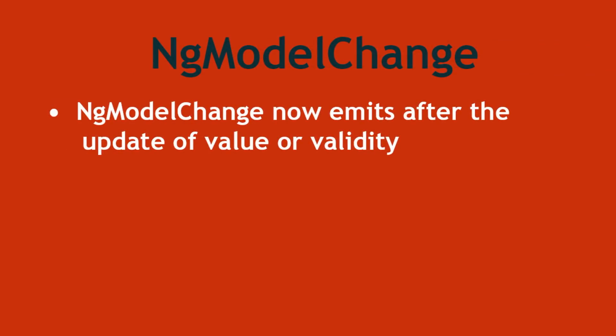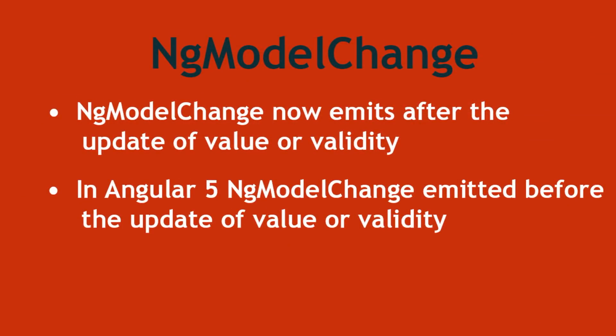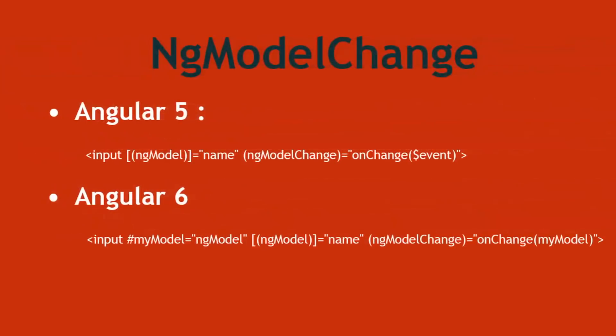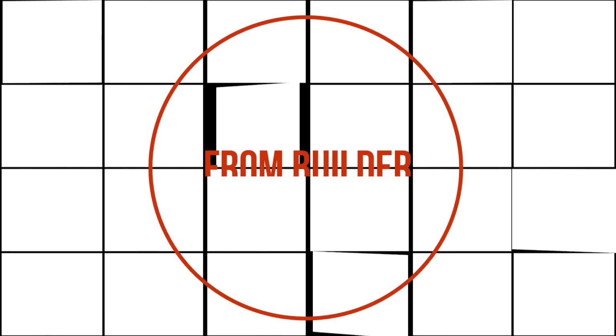And next, there is an update in Angular Forms NgModelChange. NgModelChange now emits after its value or validity is updated in its control. Previously in Angular 5, NgModelChange was emitted before its validity or value was updated. The new NgModelChange looks like this.